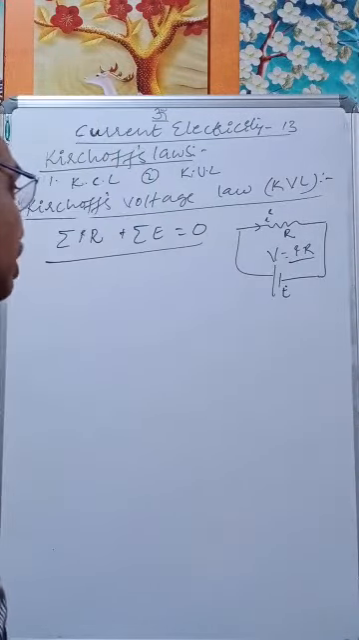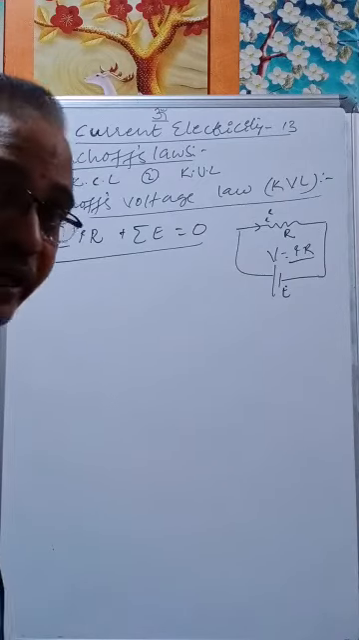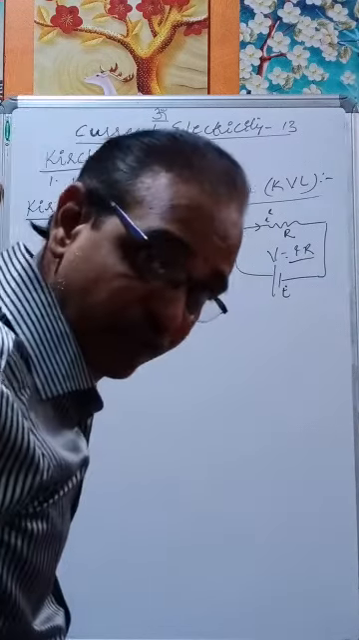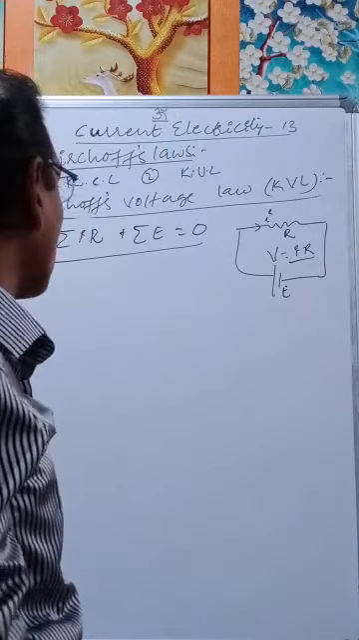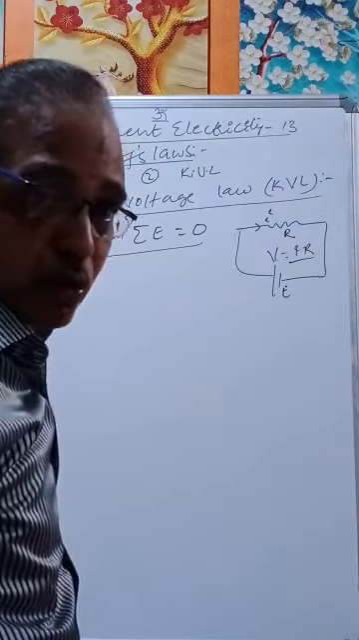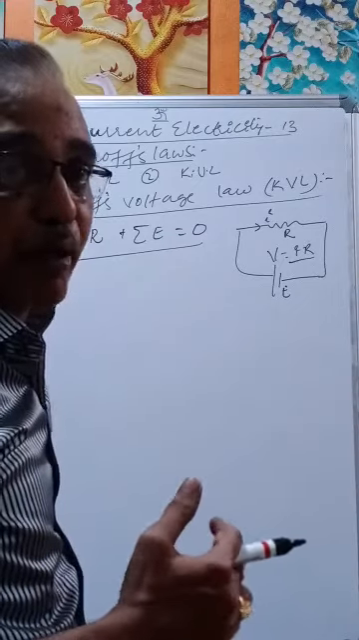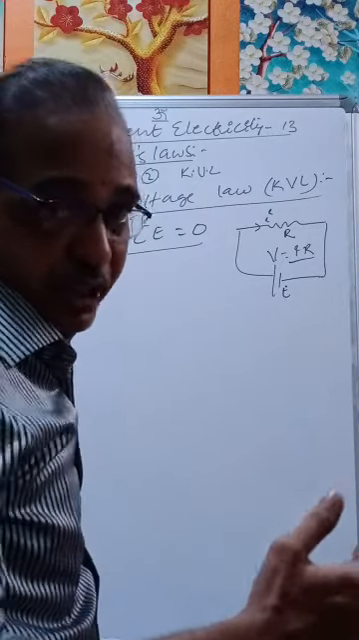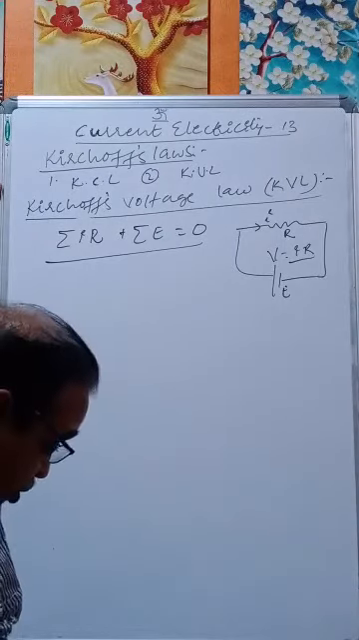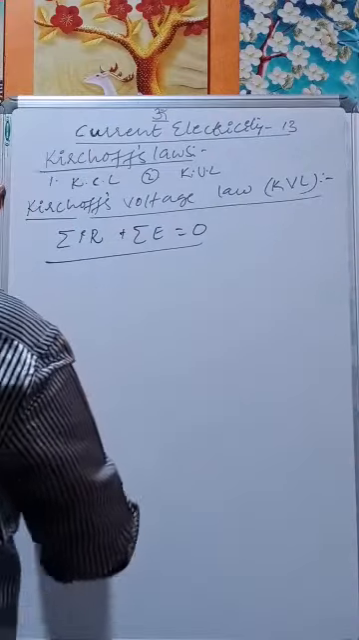Therefore, the algebraic sum of the potential drops across the various elements, that is resistors, and the algebraic sum of the EMFs in a closed mesh is 0. Sigma IR plus sigma E is equal to 0. Why have we taken sigma? There may be a number of resistors and a number of cells in a closed circuit.